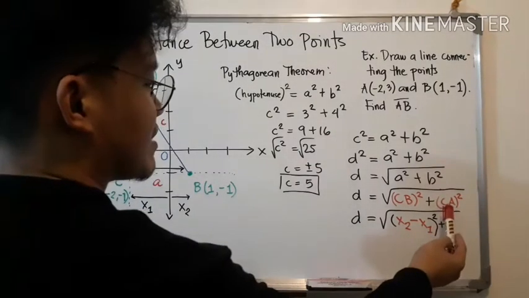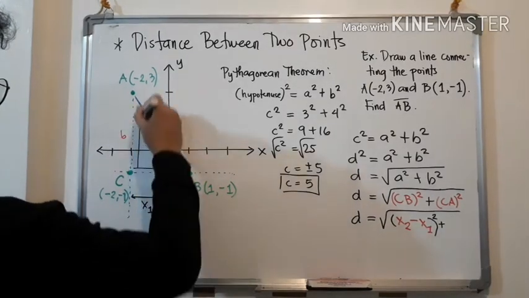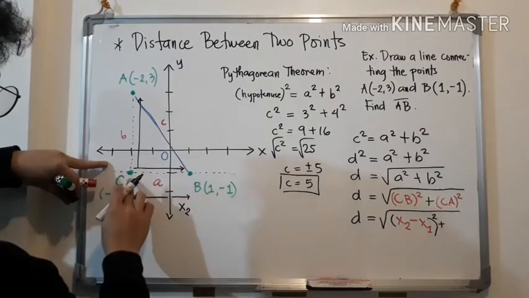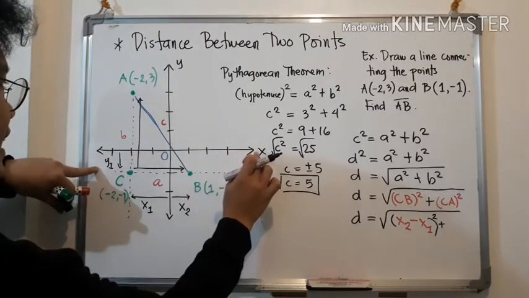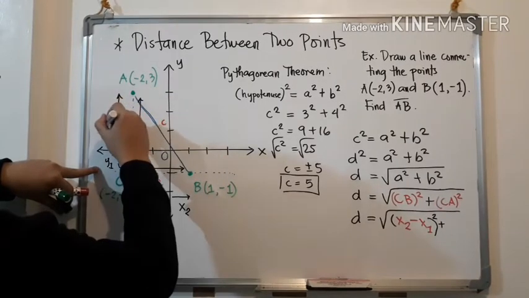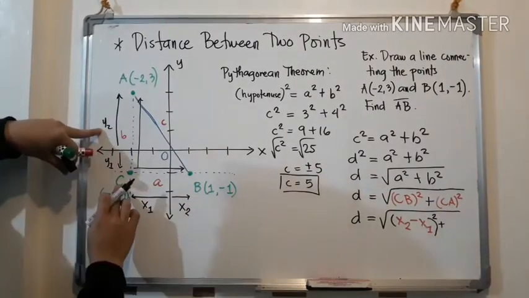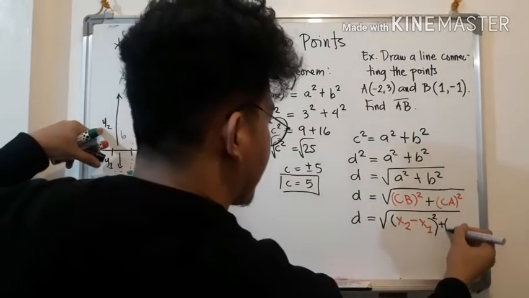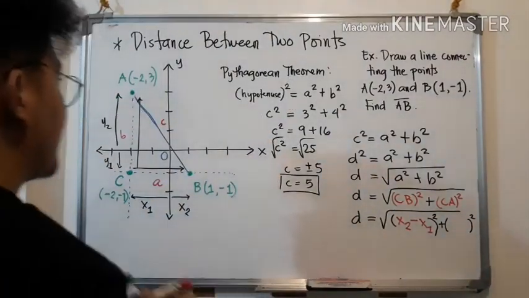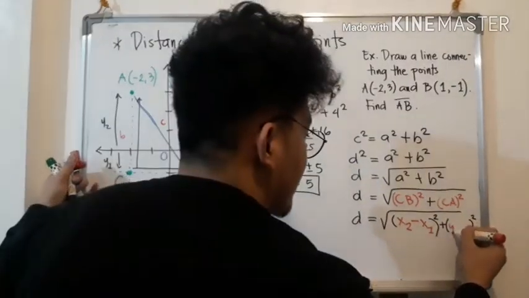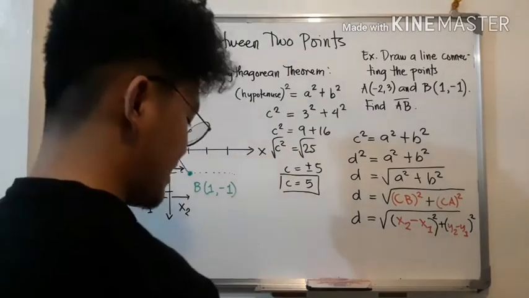Now, how about directed segment CA? So, directed segment CA, ito yung sabi dito. Directed segment CA refers to this direction. Okay? Therefore, point C is y sub 1 units away from the x-axis. And point A is y sub 2 units away from the x-axis. So, since this is a directed segment, therefore, directed segment CA implies y sub 2 minus y sub 1. Okay, and so we have this formula.